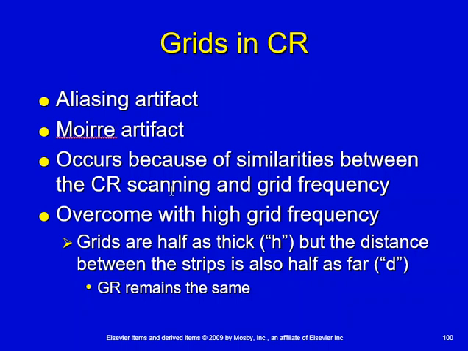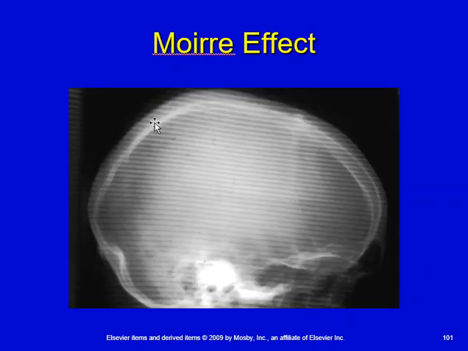It occurs because of the similarities between the scanning pattern in a CR system, especially a CR system, but it can happen with DR. If there's a similarity between the frequency of the grid strips and the scanning pattern, then what you're going to see is basically a representation of the grid lines and the scan pattern.